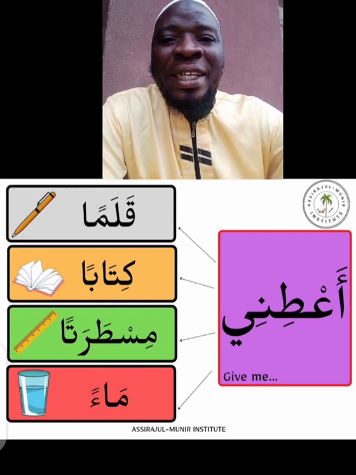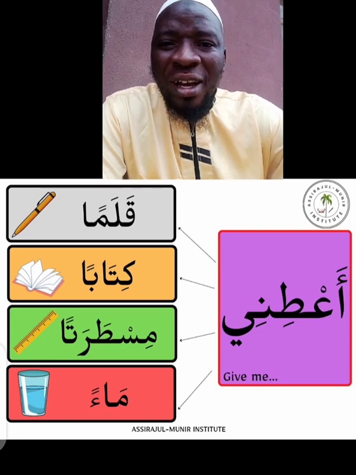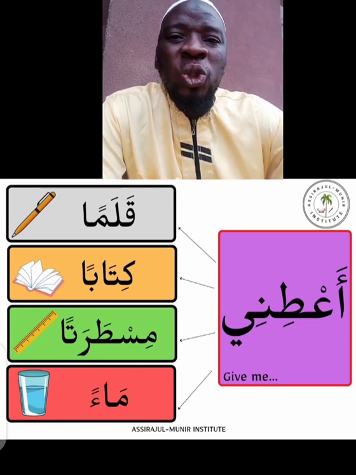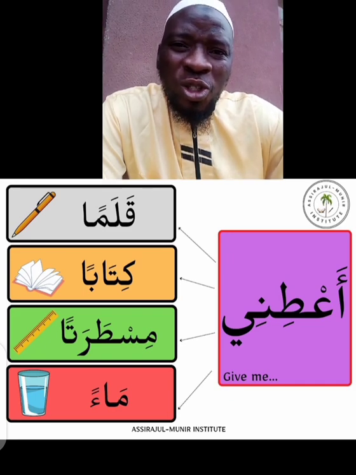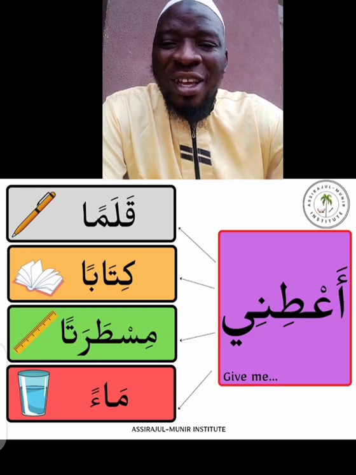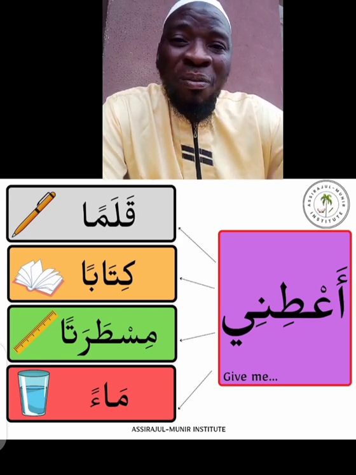When you say ni here, it means me. So this nun is nun wiqaya. The ya is yaul mutakallim, the person talking. So a'tini means give me. What do I want you to give me? For instance, I can want you to give me a pen. In that case I say a'tini qalaman. Give me a pen.